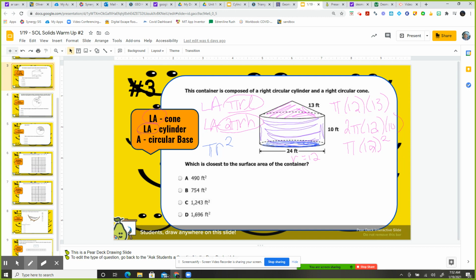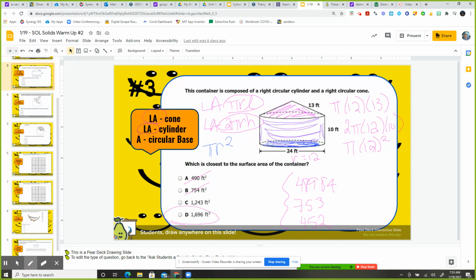So 3.14 times 12 times 13. That first answer is 489.84. And then 2 times 3.14 times 12 times 10 is going to be 753. And then 3.14 times 12 squared, or 144, is 452. When you add all of those up, it's going to be more than 400. It's going to be more than 750. I don't know which one it's going to be between those two. Anybody got an answer for me?